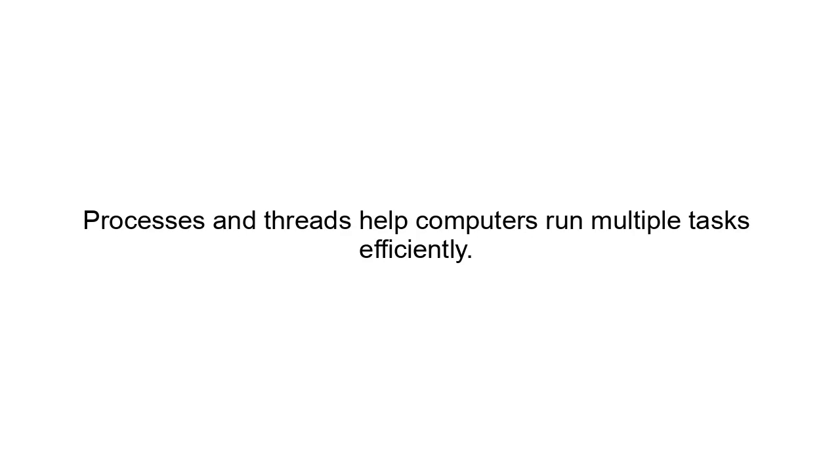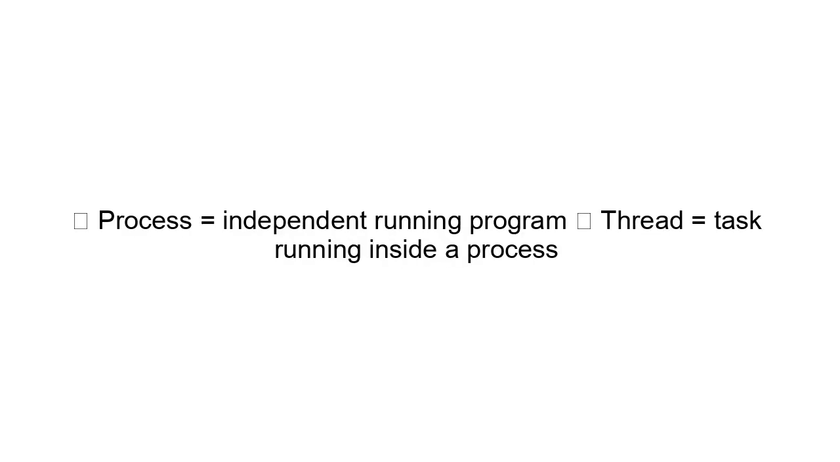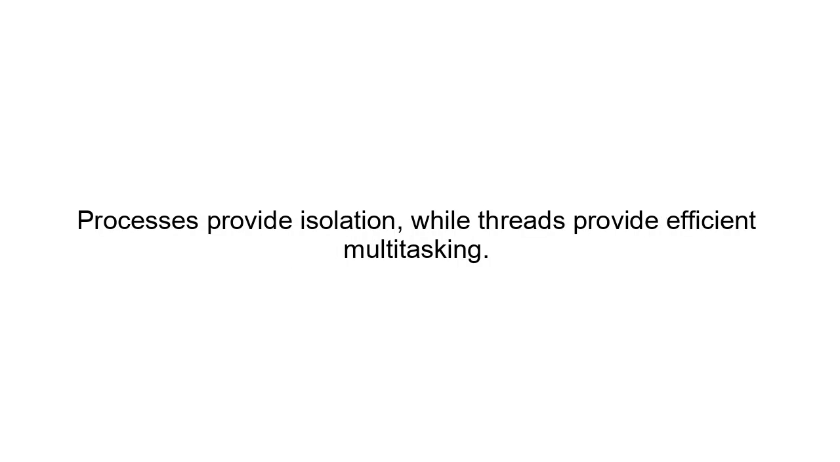Final summary. Processes and threads help computers run multiple tasks efficiently. A process is an independent running program. A thread is a task running inside a process. Processes provide isolation, while threads provide efficient multitasking. Both are essential concepts for building modern concurrent and high-performance applications.